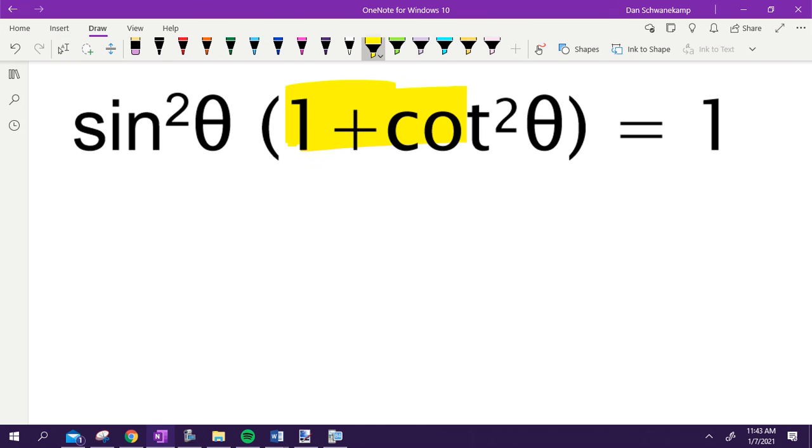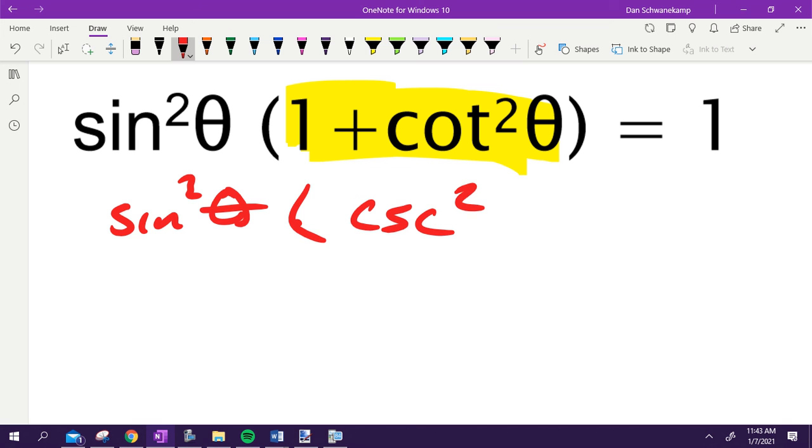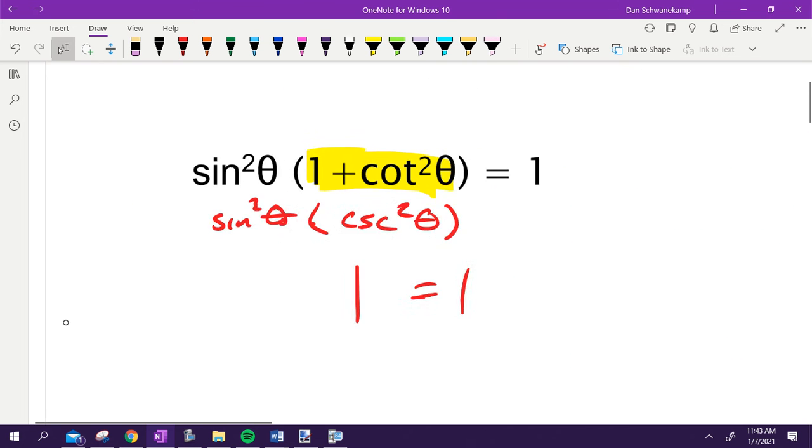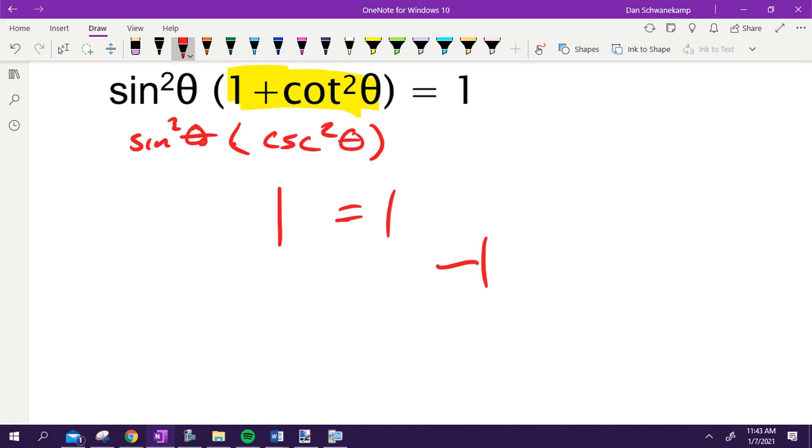The one thing you might see is 1 plus cotangent squared. You see 1, you see squared, you think of Pythagorean identities. What Pythagorean identity deals with 1 plus cotangent squared? That is cosecant squared. And doing that substitution makes this really easy because how are sine and cosecant related? They're reciprocals, and two reciprocals multiplied together is going to get you 1 equals 1. Done. Okay? That's all you had to do to that one.